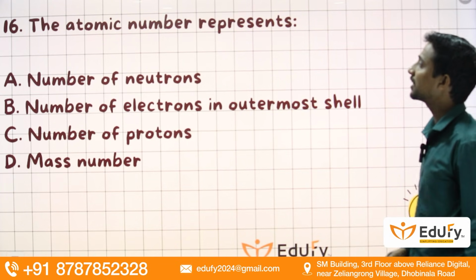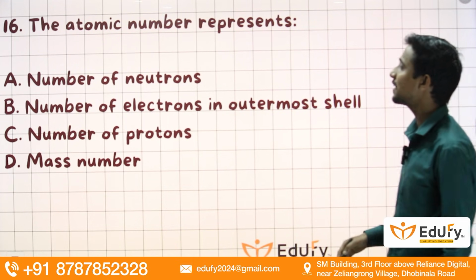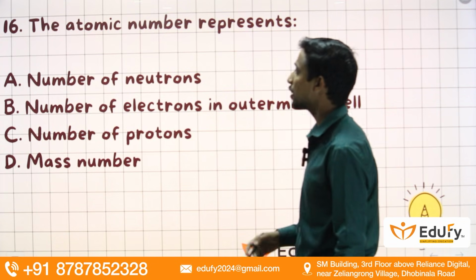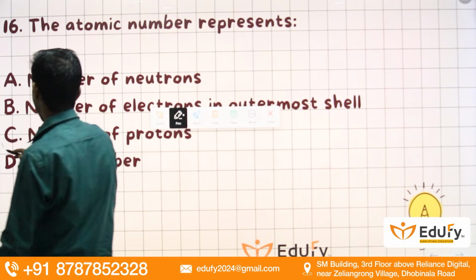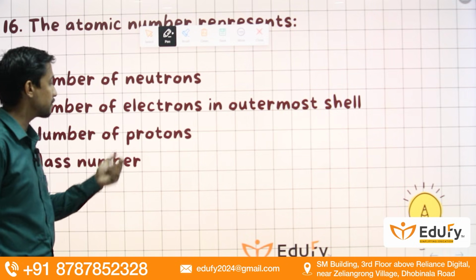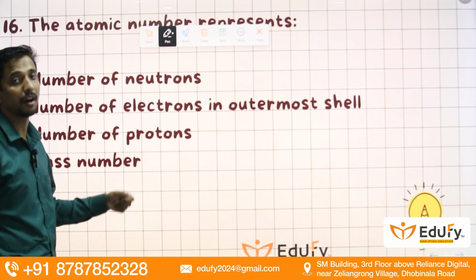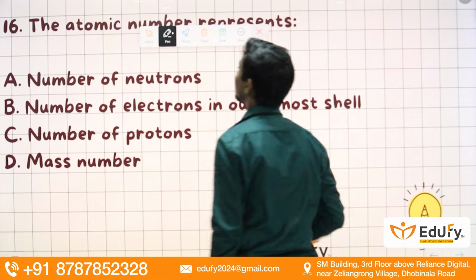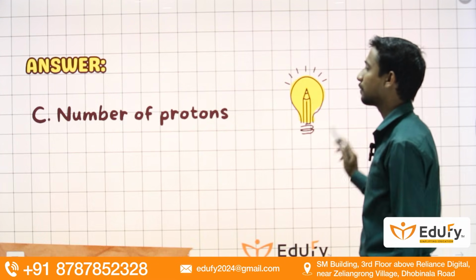Moving towards the next question, guys, atomic number represents the number of protons. The number of protons an atom has determines the atomic number, and most of the time the number of protons is equal to the number of electrons. So the number of protons determines the atomic number of an element.